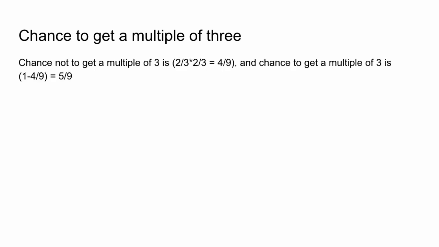Great. Now, what's the chance to multiply two numbers together and get a multiple of 3? Like before, we can consider the chance that we don't get a multiple of 3. In order not to get a multiple of 3 as our answer, both numbers need to not be a multiple of 3, which is a 2 out of 3 chance for each number. This means that there's a 4 out of 9 chance not to get a multiple of 3, and so there's a 5 out of 9 chance to get a multiple of 3.